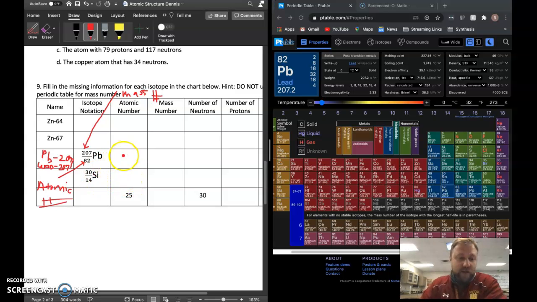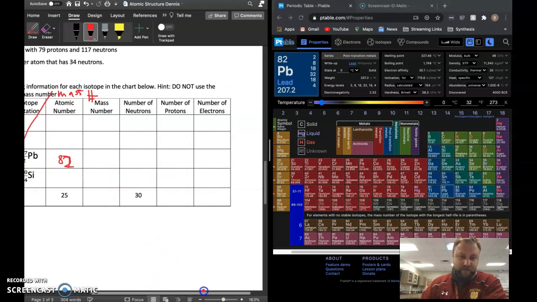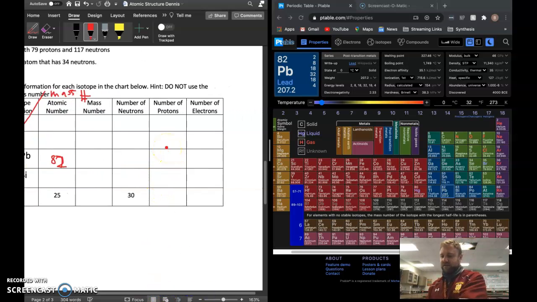So I'm not even really looking at the periodic table if I'm given my isotope notation. I have my mass number, my atomic number, and my symbol given there. So atomic number is 82, which is equal to my number of protons and my number of electrons.